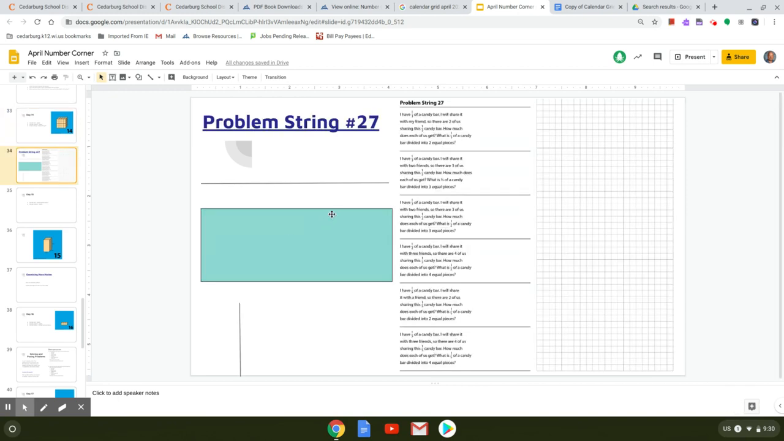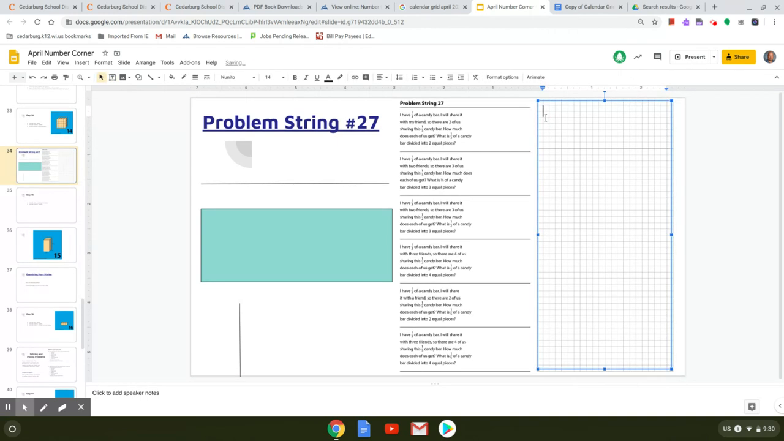So today what we have are candy bars again, just like our last problem string, and we're going to be sharing them with our friends, right? Last time we were sharing parts of a whole candy bar. Now we're going to be breaking parts of a candy bar into parts. So we're going to kind of see how that goes. I am going to insert a little text box because that makes things easier for me to write over here.